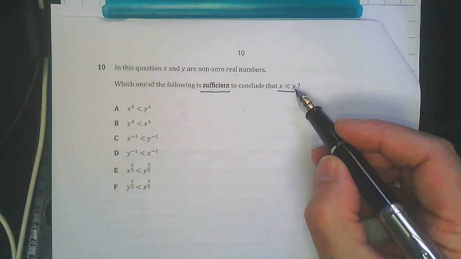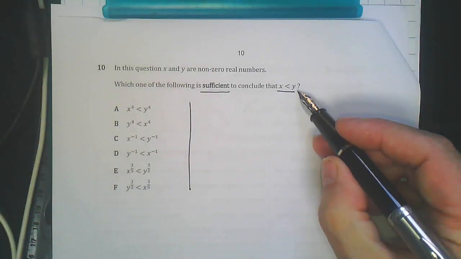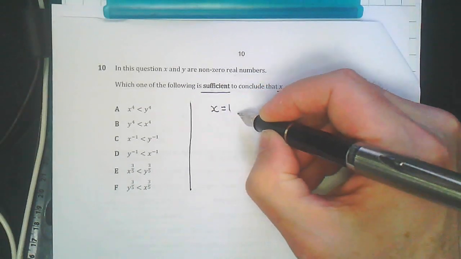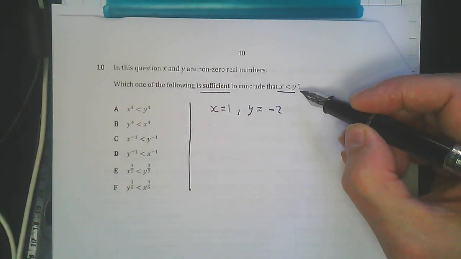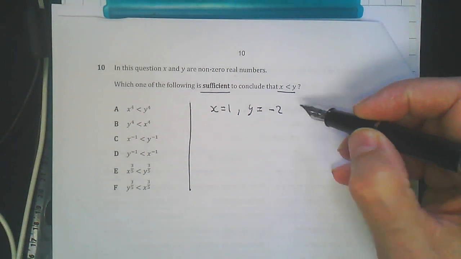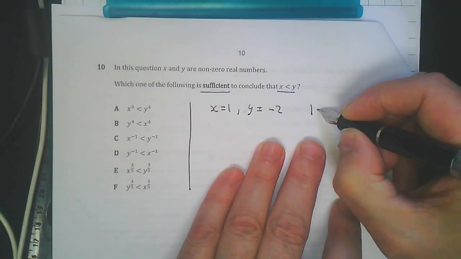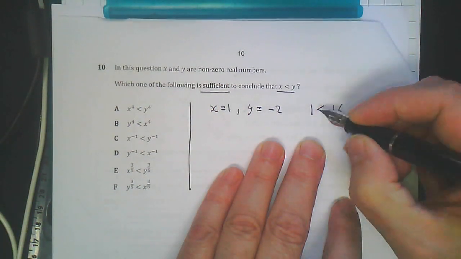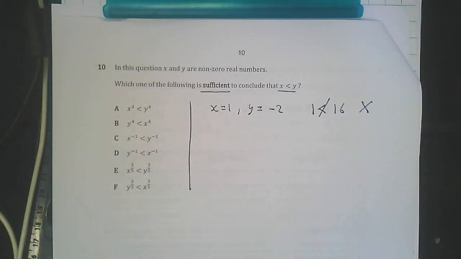So X is less than Y. For the first one, an example might be to try something where Y is negative. If we have X equals 1, Y equals -2, then we can say straight away that X is not less than -Y. But what about the inequality? X to the power of 4 is still 1. Is it less than Y to the power of 4? -2 to the power of 4 is 16, so that's not true. So A doesn't work, so we can say this is not sufficient. X is not less than Y for all X and Y's.